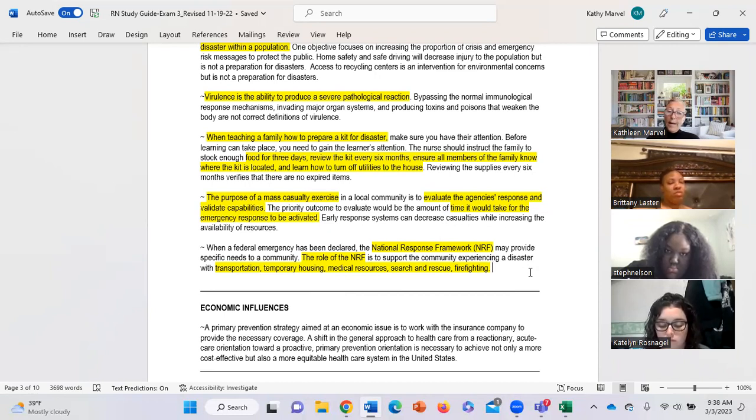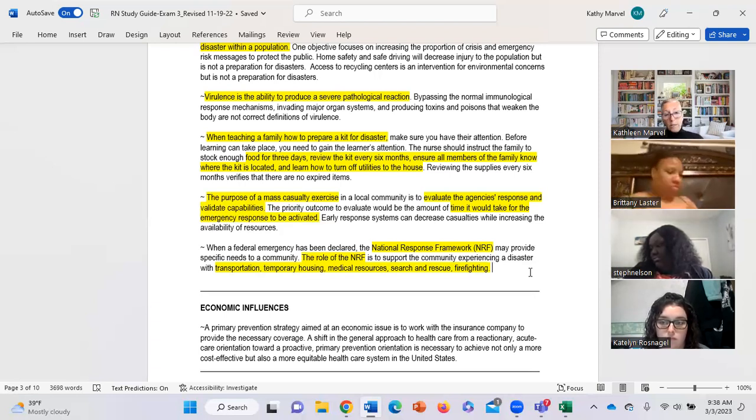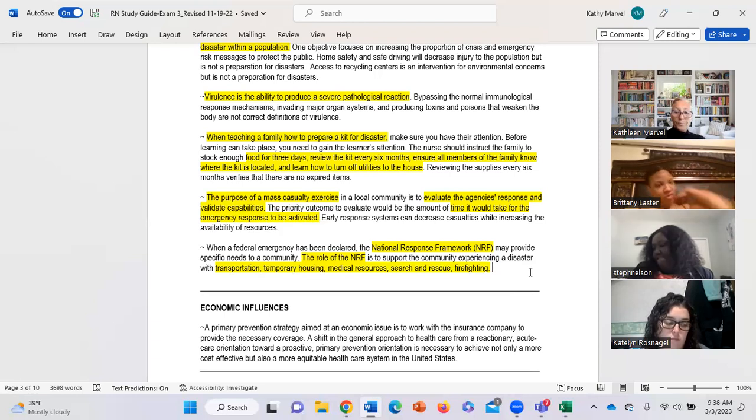So what question might you get asked about that? Maybe what agency? Go ahead, Brittany. I was just saying, what are the 5 roles of the NRF? That could be a question. Or we know that FEMA responds to disasters. What other agency might FEMA deploy into a community to help with transportation, temporary housing, medical resources, search and rescue, firefighting? Well, you know it's going to be the National Response Framework. Okay.